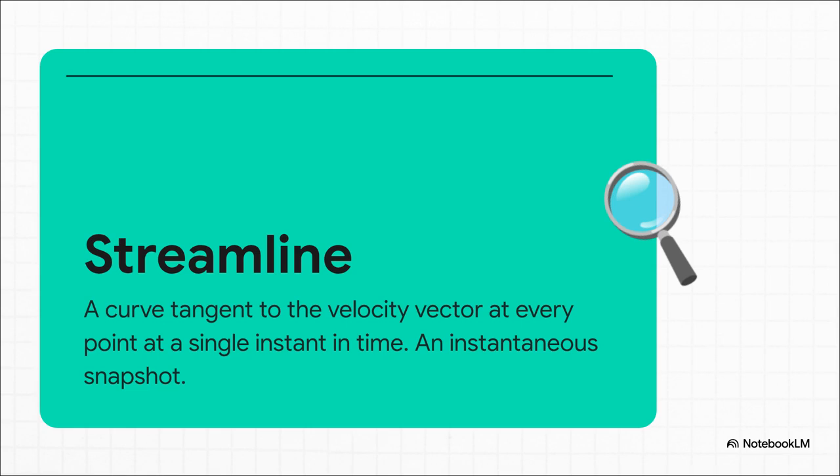Next, we have the streamline. Now, this is totally different. It's not a history of one particle. It's a snapshot of the entire flow at one frozen moment in time. It's like you hit the pause button on the universe. A streamline shows you which way the fluid is heading at every single point in space, right at that instant.